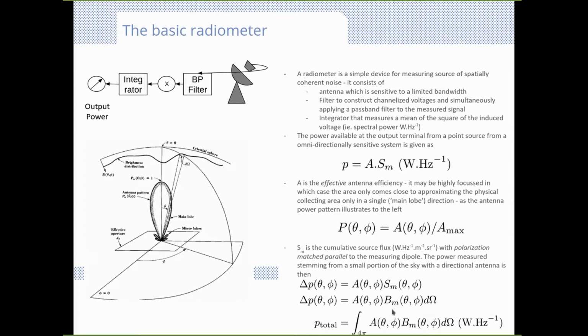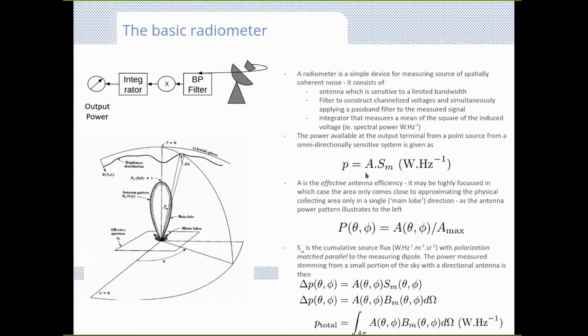So we can write this in terms of brightness. If we have a distribution of sources that are all emitting incoherently, then we can take an integral over the entire sky sphere, so 4 pi, of the antenna response as a function of angle, times the brightness as a function of angle, for each bit of this sky sphere that we're integrating over. And this gives us a power measurement in terms of watts per channel, essentially per unit hertz.